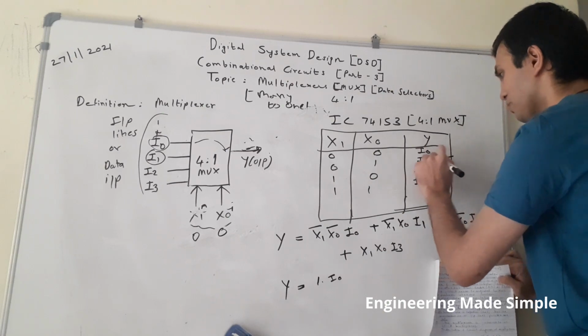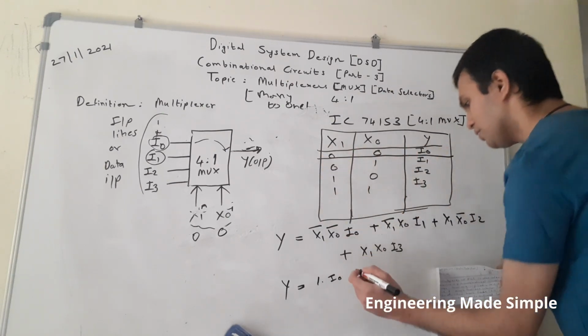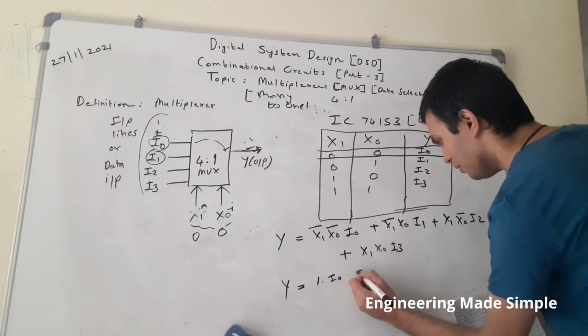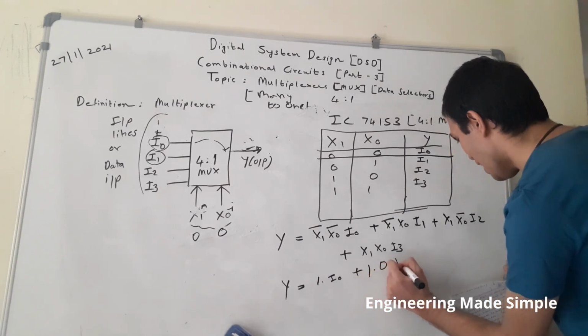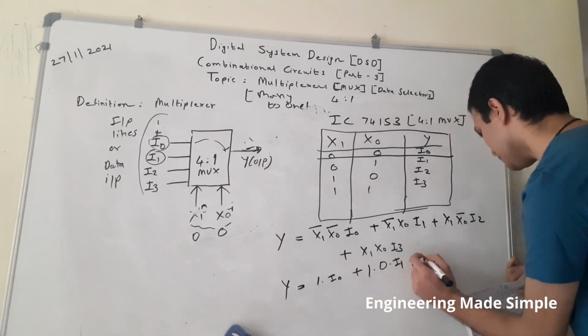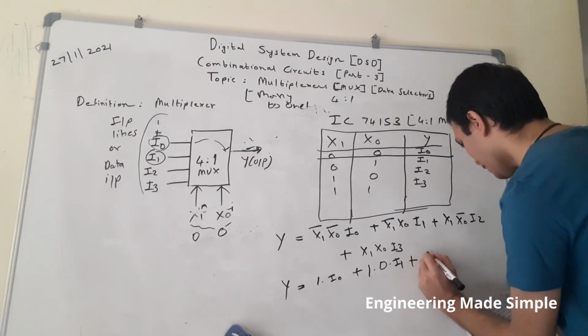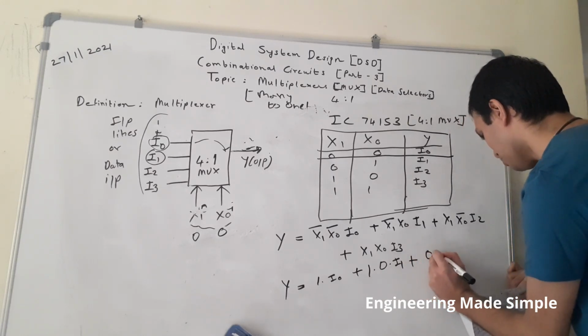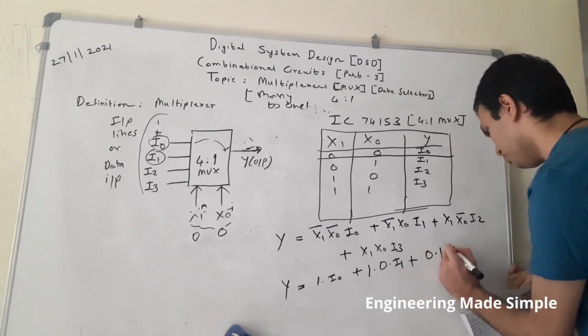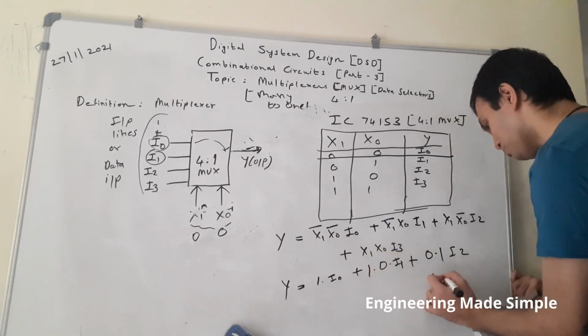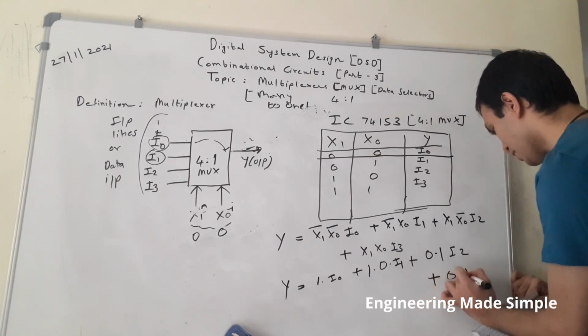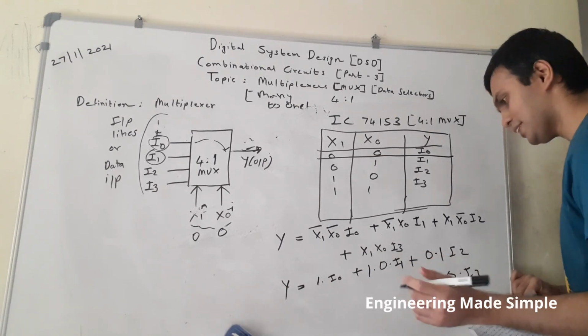We are discussing the first case of the truth table. So here 1 into I0 plus 1 into x0 will be 0 into I1 plus here again x1 is 0, x0 will be 1, I2, and here the third term, x1 x0, is both 0 into I2. Now understand this. How does this circuit function?